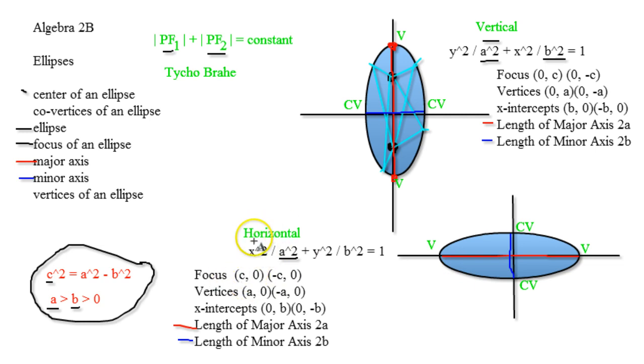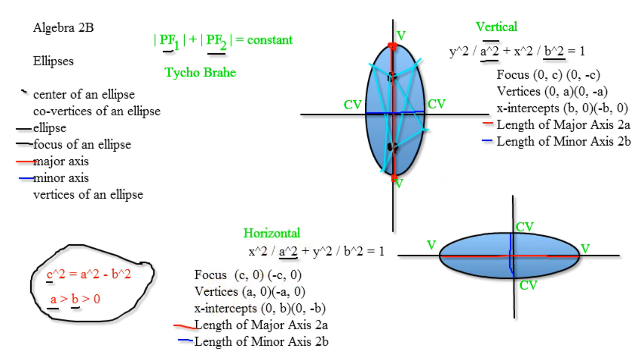For a horizontal ellipse, there are going to be two foci, one at positive c, comma 0, and one at negative c, comma 0. And then, as you can see, for the vertical ellipse the foci are flipped, a reversed order. So it's going to be 0, comma c and 0, comma negative c. So it's all set up like that. Now vertices are pretty easy. All you do is square root whatever a squared is, and you get the vertices.